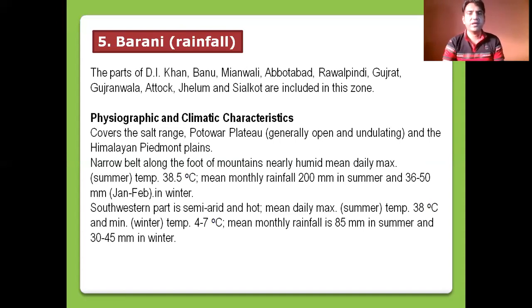In terms of physiographic characters, it covers the salt ranges and Pothwar Plateau. So Pothwar Plateau and salt ranges are found here. If you know about the physiography of Pakistan, these are also the main physiographic regions of Pakistan. So salt ranges, Pothwar Plateau are part of this region, and Himalayan Piedmont mountain plains. So these areas are at the foothills, at the foot of the Himalayas, where the Himalayan mountain ranges finish. Where they end, there these Barani areas are found.